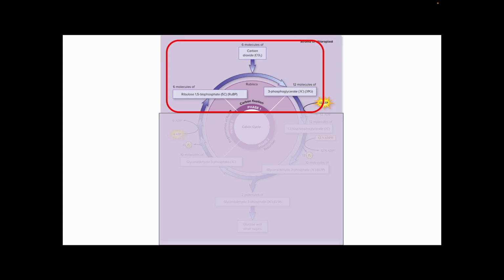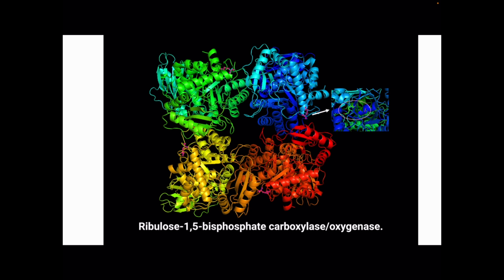Most plants do C3 photosynthesis. The enzyme that catalyzes the carbon fixation reaction is called ribulose 1,5-bisphosphate carboxylase/oxygenase. We call it Rubisco for short because that's too many things to remember.